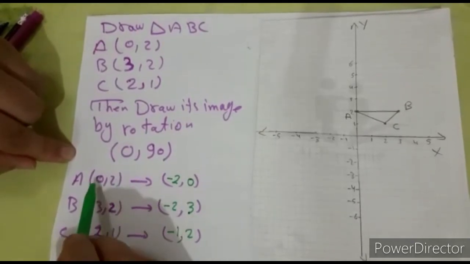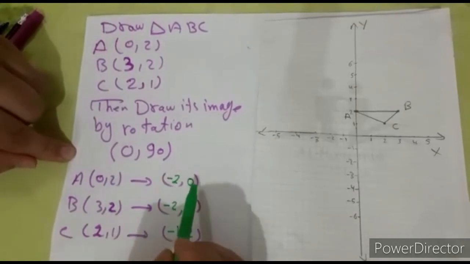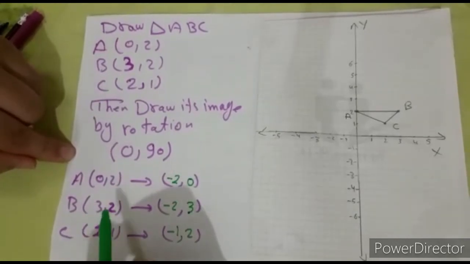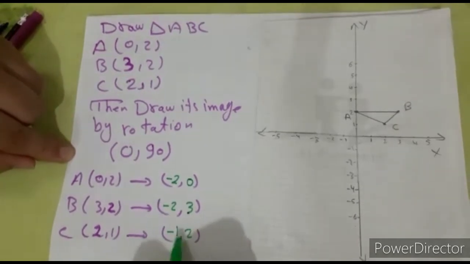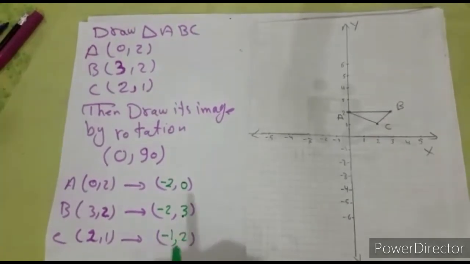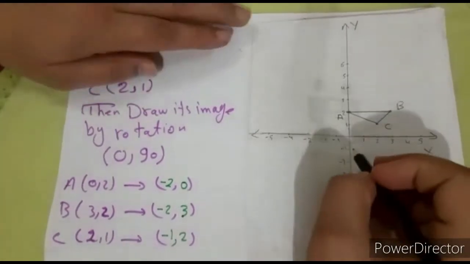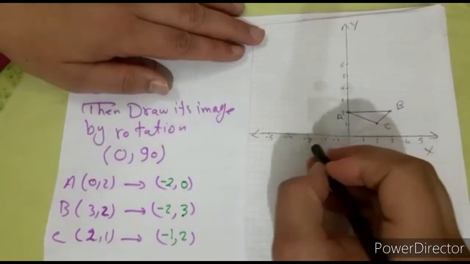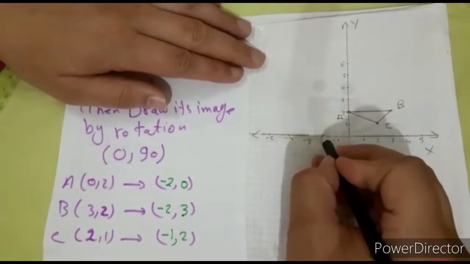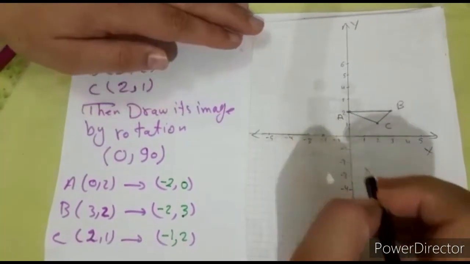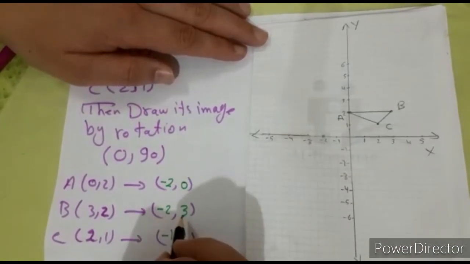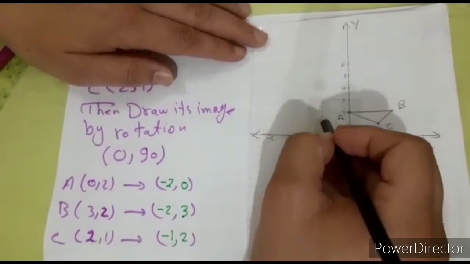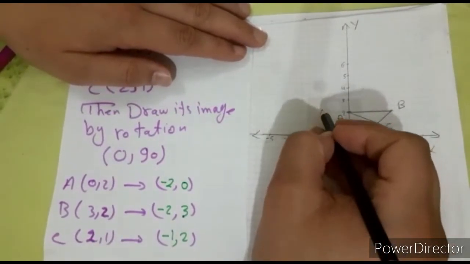Now we replace: 0 2 became -2 0. 3 2 became -2 3. 2 1 became -1 and 2. Then represent these points: -2 and 0, here. The second one, -2 and 3, here.